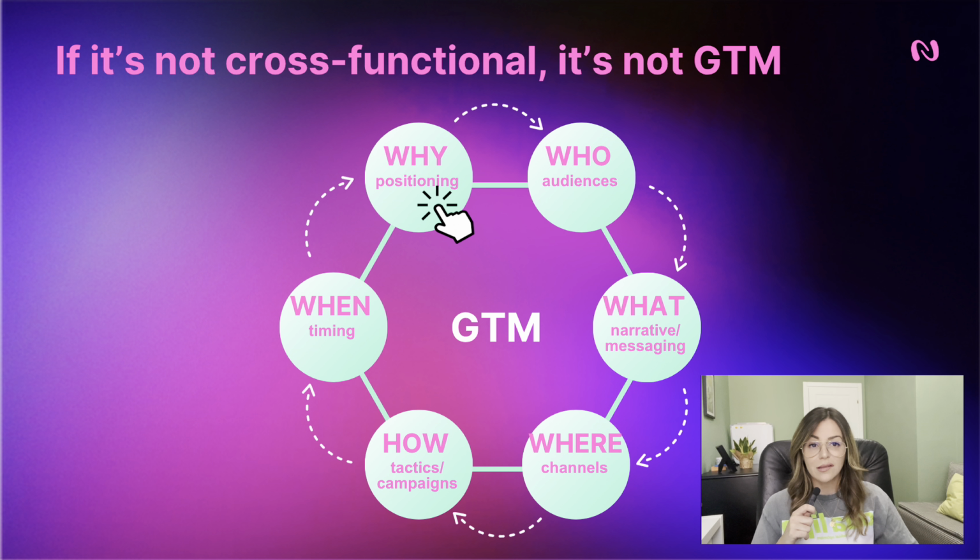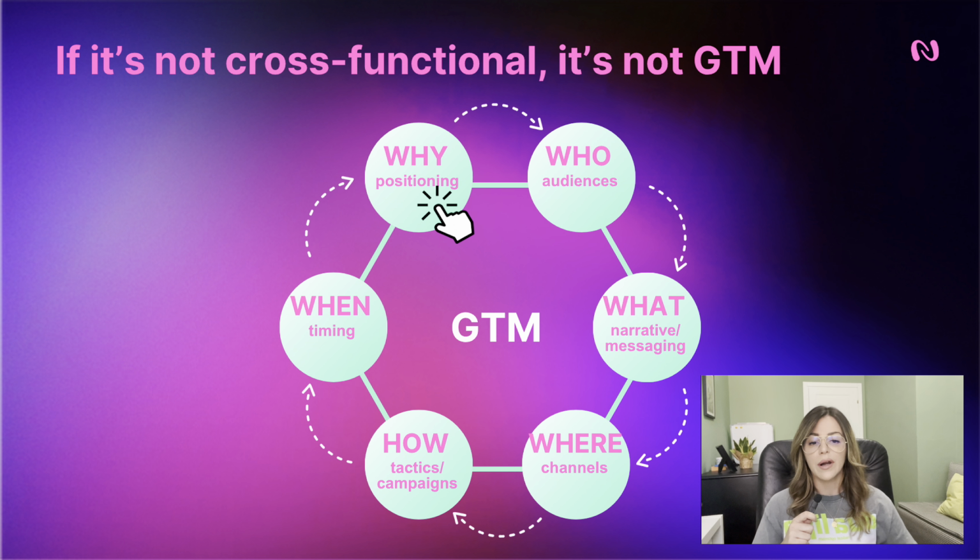Any solid go-to-market strategy needs to consider 6 core components. First of all, why are you building that thing? And how you're positioned in the market, who you're targeting, what story are you telling, where to distribute it, how to execute this strategy, and finally, when is the right time to launch. So we can already see that a go-to-market plan is not something just related to marketing, but more a cross-functional game.